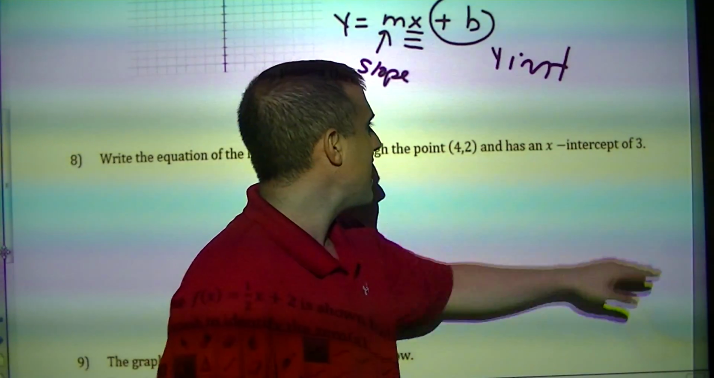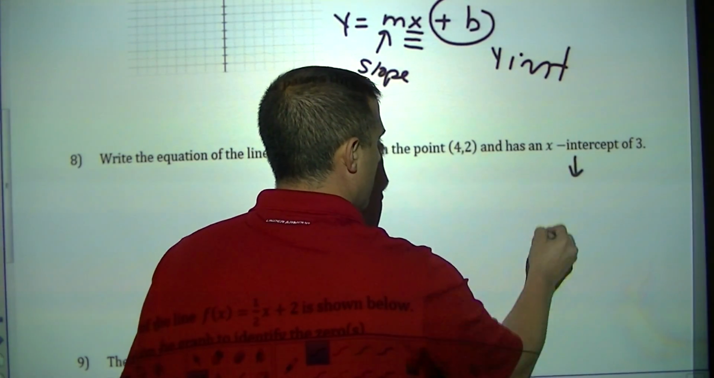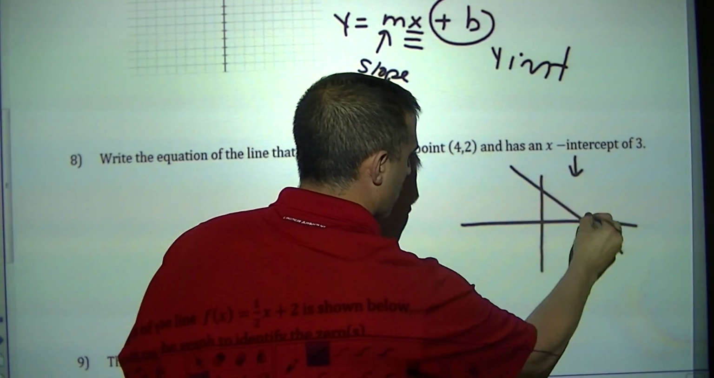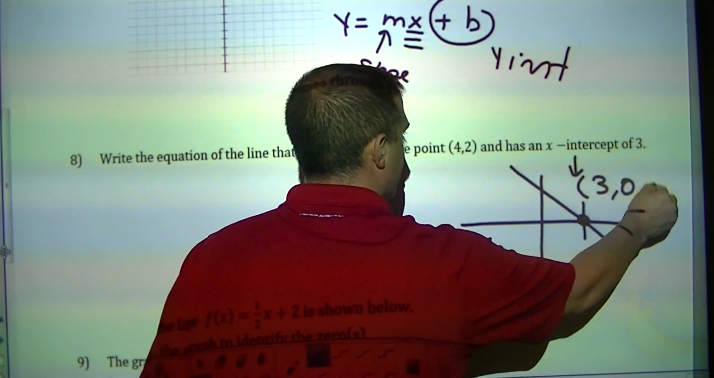All right? Moving on, number 8. What equation would pass through that point? Well, what I've got to figure out is what is the x-intercept? An x-intercept is where the line crosses the x-axis, and that point would be 3, 0.